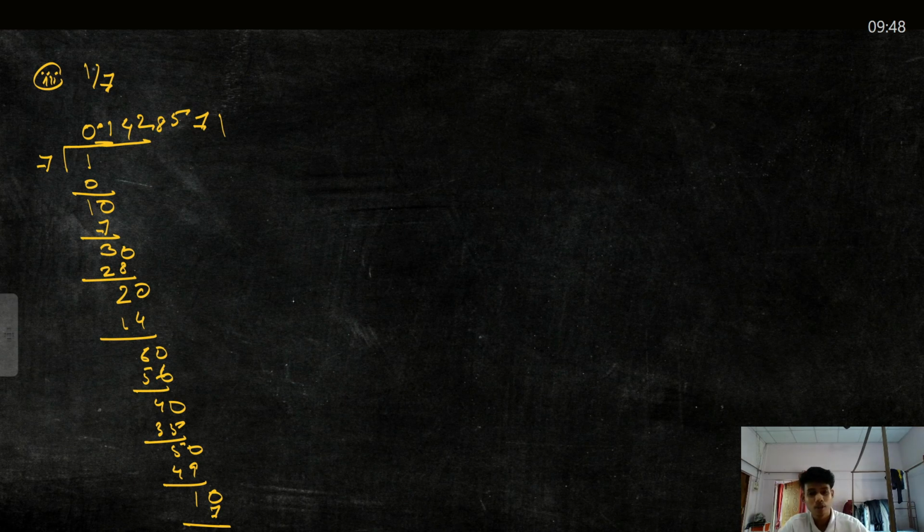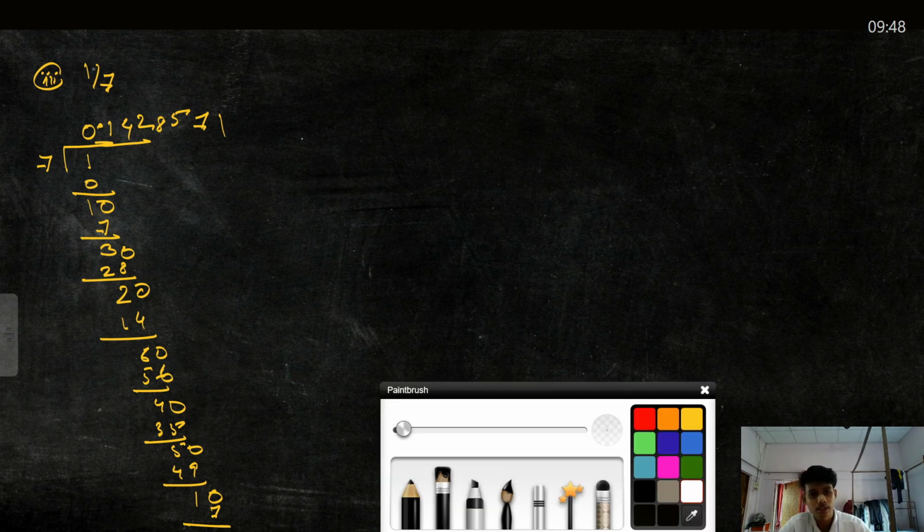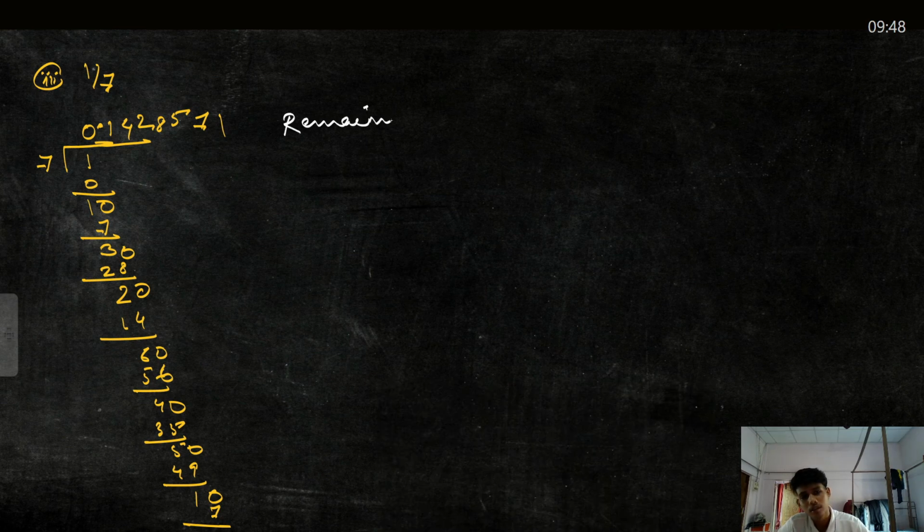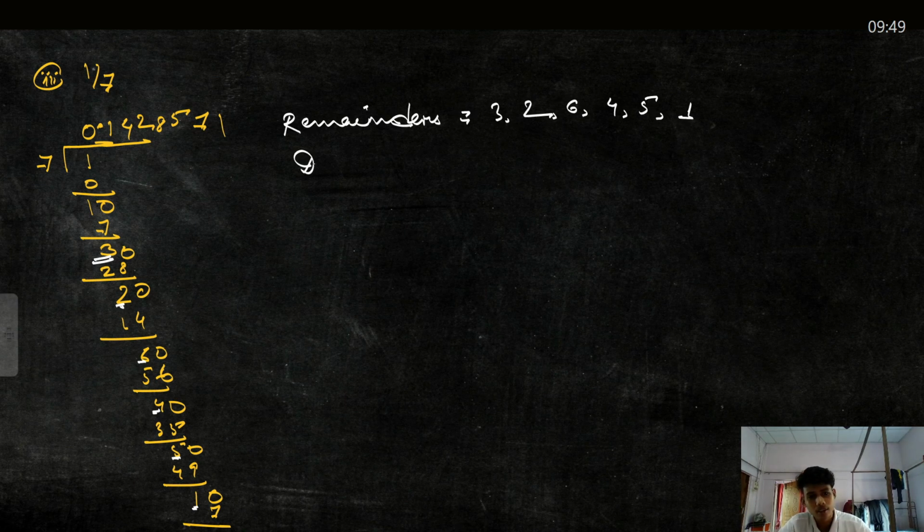Now here we get remainders as 3, 2, 6, 4, 5, and lastly 1. And here the divisor is 7.